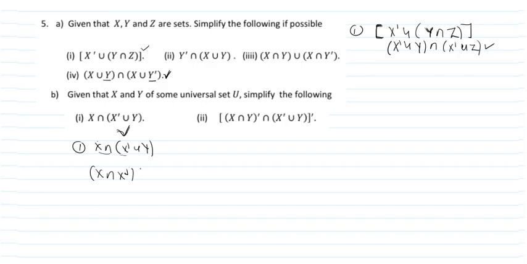Then we have also union open bracket x intersecting with y. So x intersect with x complement, something intersect with nothing, that would just give us nothing, which is the empty set. Then x intersection y. So nothing plus something will still give you something, which is x intersection y. So that's how you can solve. Try to solve this one, this one, and this one.